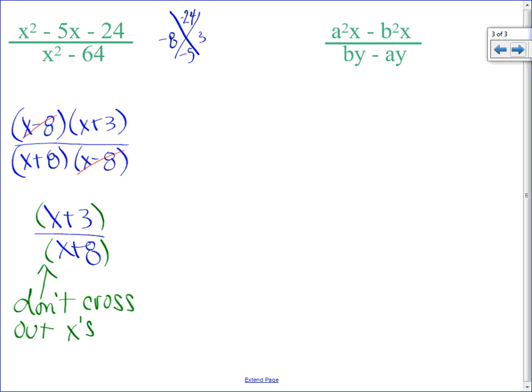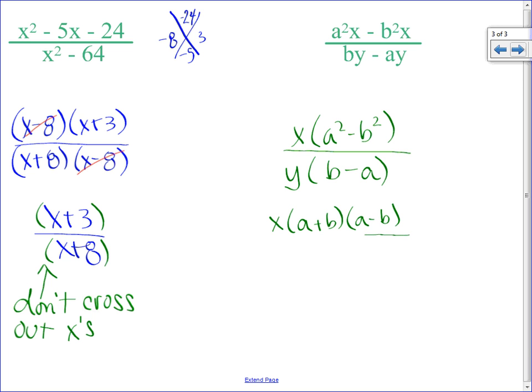Take out something on both the numerator and the denominator, right? Okay, so on the top there's an x in common. So we've got a squared minus b squared. On the bottom we can take out a y, and we got b minus a. Factor the top. So we have x, a plus b, a minus b, y.